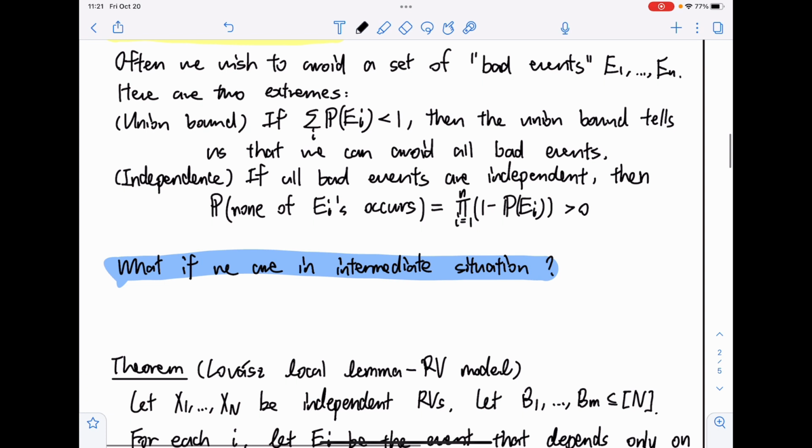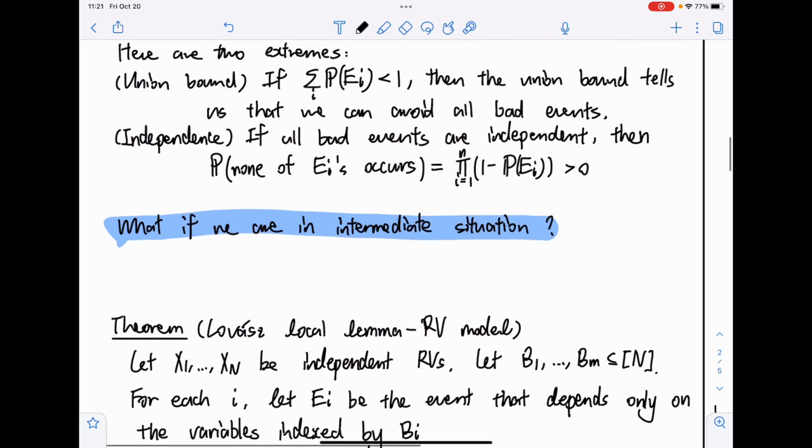And the second one is about independence. If all the bad events are independent, then the probability of none of them occurring will be the product of each of them not occurring, which is positive. Then we have this question: what if there is some intermediate situation where the union bound is not good enough and the bad events are not independent, but there are only few dependencies? And then the Lovász local lemma provides us a solution when each event is only independent of all but a small number of other events.